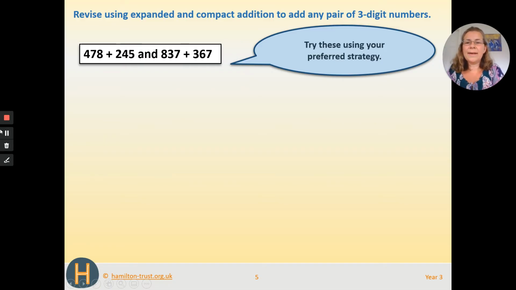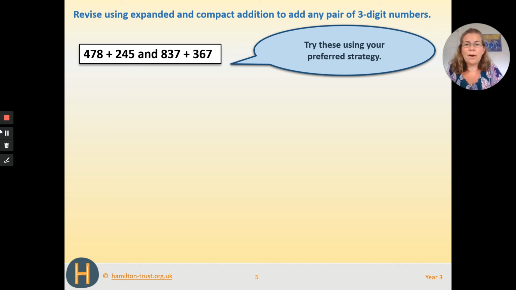Okay, so we've gone back to our slides, and we're going to try using your preferred strategy to answer these two questions. So in your books, either answer 478 add 245 with the expanded or the compact method, and then answer 837 plus 367 with the expanded or the compact method. If you're a little unsure of the compact at this point, try the expanded first, and then you can check your answers using the compact. Pause the video to work them out, and then press restart when you're ready to check your answers.